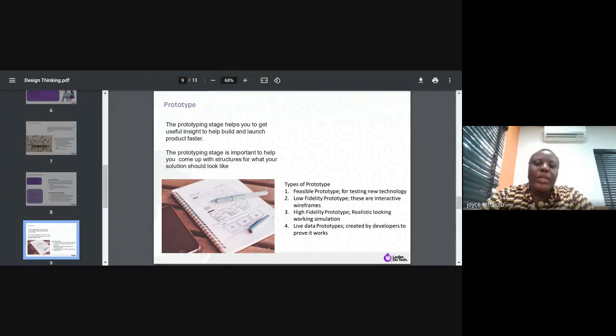So prototype, by my definition here: the prototyping stage helps you get useful insights to help build and launch product faster. The prototyping stage is important to help you come up with structures for what your solution should look like. So recently we had designs built on requirements, but when the designs came out, I'm like, this is not what I envisioned. This is how I expected this to have gone. This is what I expect from this.